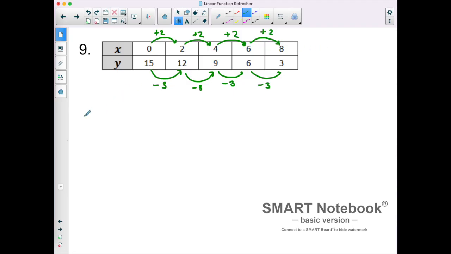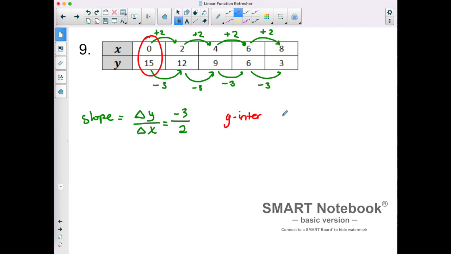So if we find the slope, we have change in y over change in x. The rise over run, that would make this a change of -3 over 2. You do want to make sure that you're putting your y change on top. And then we can find the y-intercept. Well, luckily I can see that one in this table. So it has a y-intercept of (0, 15). The coordinate is (0, 15).